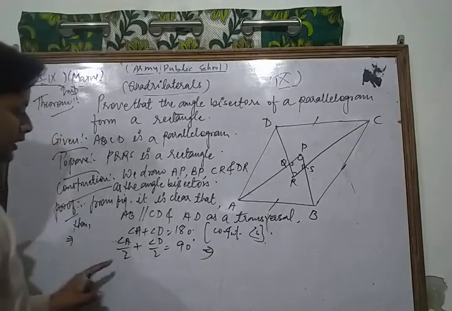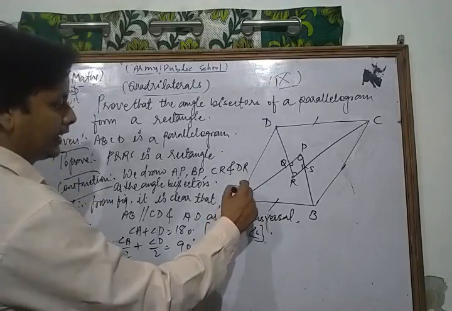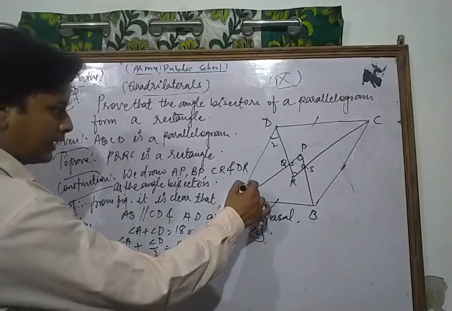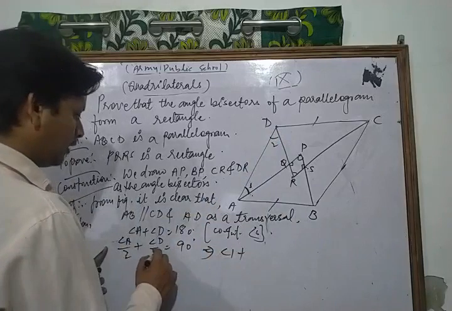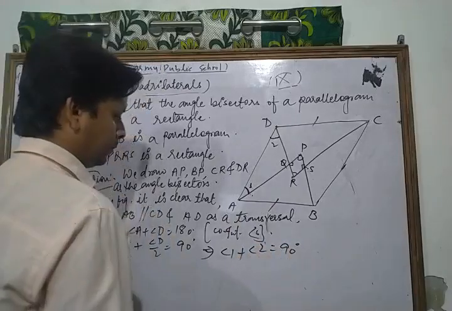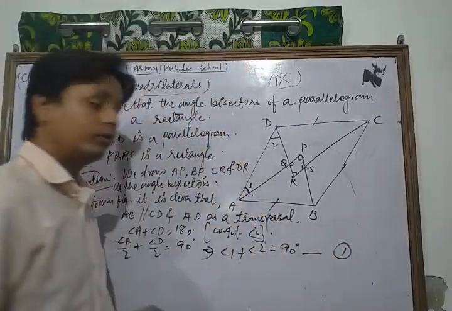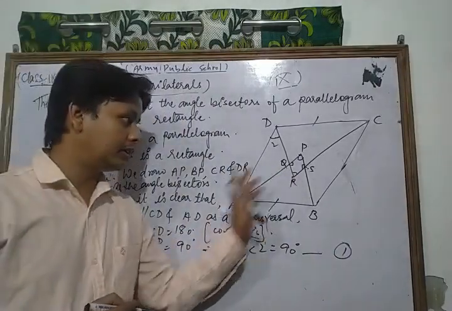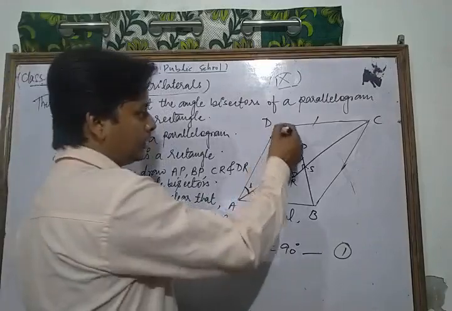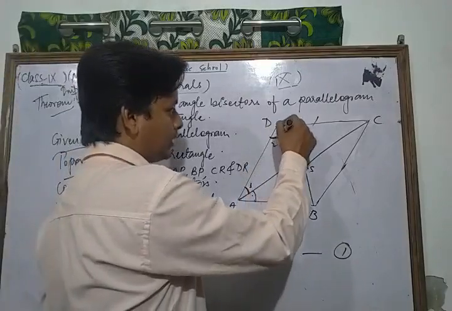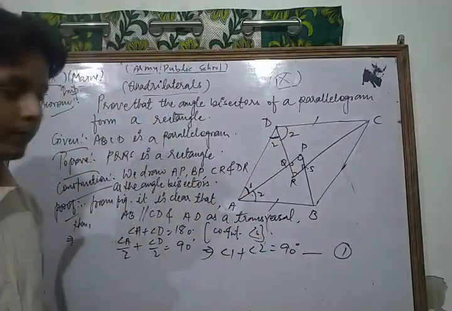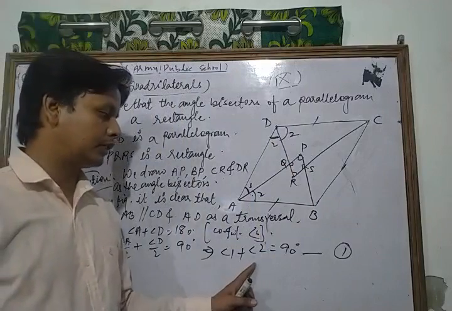Or we can write half of angle A as angle 1 and half of angle D as angle 2, so angle 1 plus angle 2 is equal to 90 degrees. Call this equation number 1. Because AQ is a bisector of angle A, that angle is equal to that angle, and DQ is also a bisector of angle D, so that angle is equal to that angle. So we have the relation angle 1 plus angle 2 is equal to 90 degrees.